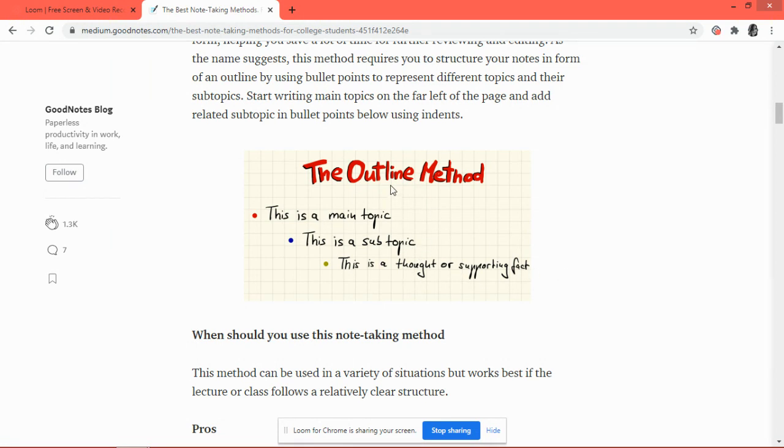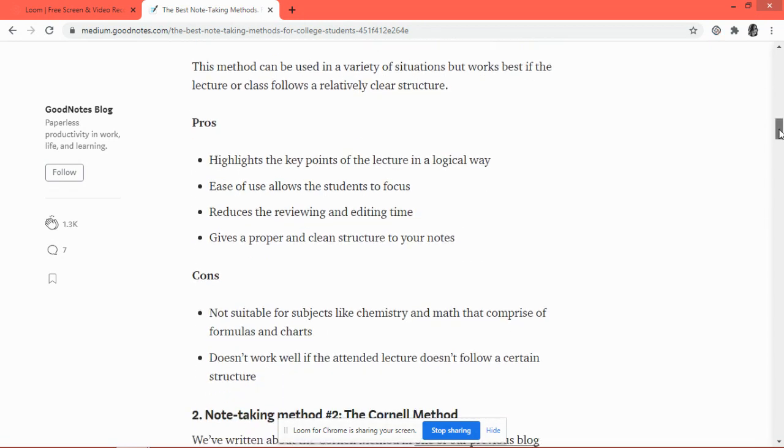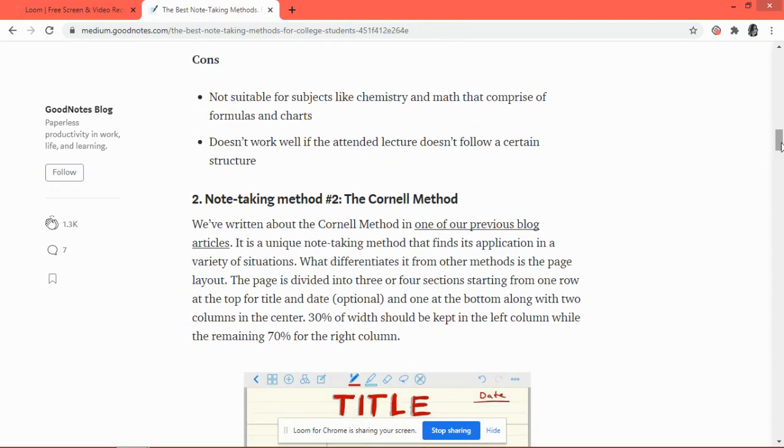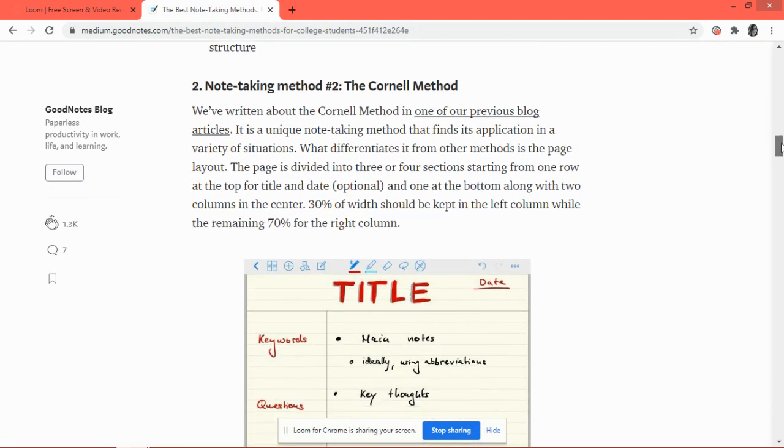It's just sort of a layering of your thoughts, which I think is really helpful because you need to know what is the most important, and then you need to know what goes into that. There's just some pros and cons. You have this page on your calendar for today, so if you just click it, you can read it as you go along. The second method is the Cornell method.